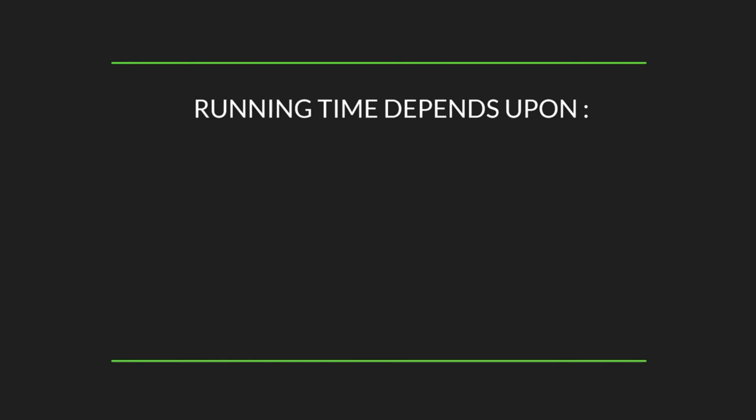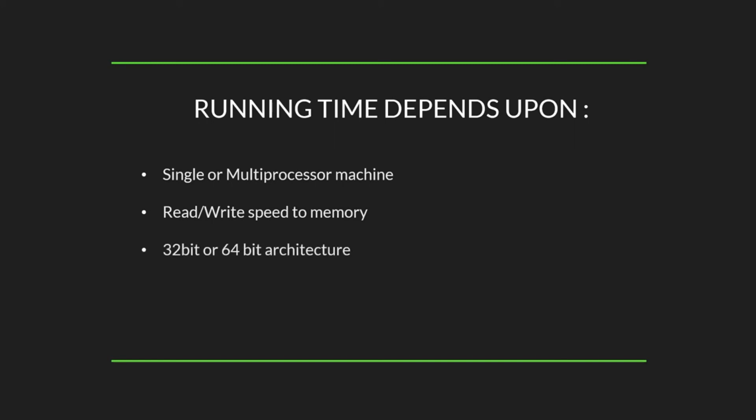A program's running time depends upon various factors such as whether it is a single or a multiprocessor machine, what is the read or write speed to memory, and whether you are in a 32-bit or a 64-bit architecture, and of course the input size. However, when we talk about asymptotic analysis, we only consider the input size while computing the running time.